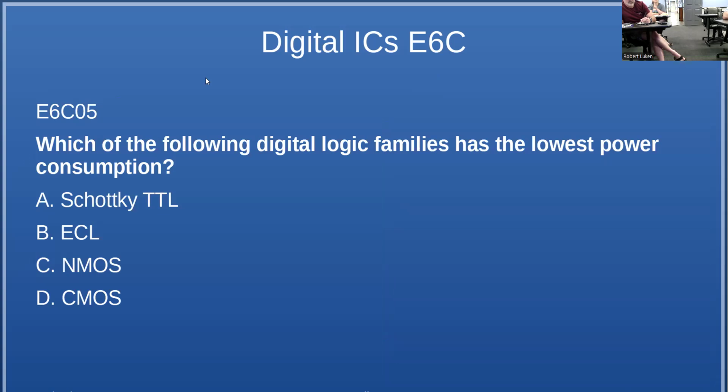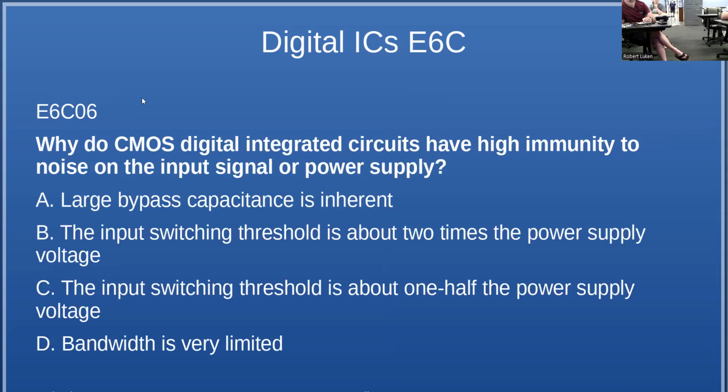So which of the following digital logic families has the lowest power consumption? D. I would go with D, because we didn't talk about ECL, which is emitter coupled logic, which is very fast, very high power. Schottky TTL was a version that was lower power and faster than regular TTL. And I don't know what NMOS is, but I'm sure it's a real one.